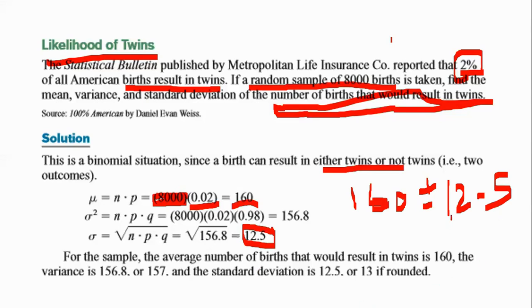As you know that it's 12.5, it's not the case that you can count twins in terms of points. You cannot calculate the twins in terms of points. You can round it up to 13, or you can round it up to 157.